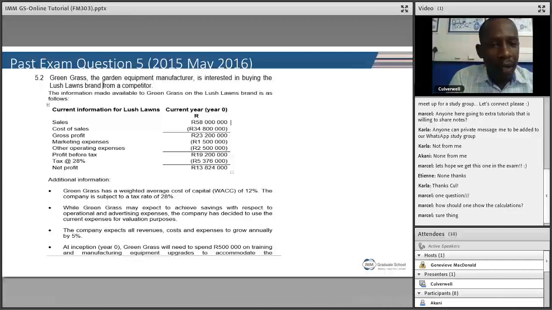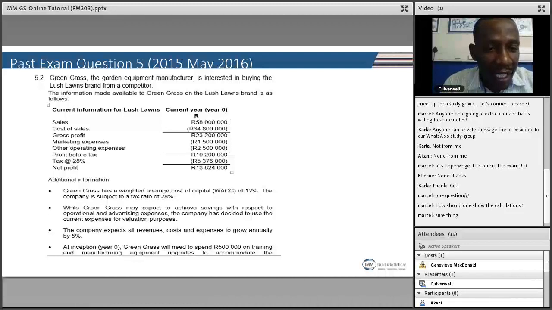Sales less cost of sales, 58 million subtract the 34,800 was going to give us a gross profit currently in year 0, which was going to give us 23,200,000. They gave you marketing expenses, other operating expenses of 1.5 and 2.5 respectively. You subtract those two from your gross profit, you will get yourself your profit before tax. And then you subtract your tax at 28%, you get your net profit. So that's what they've given you.